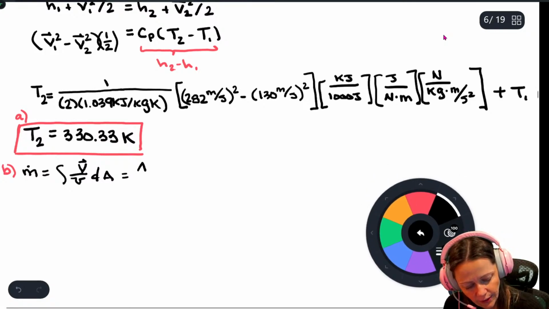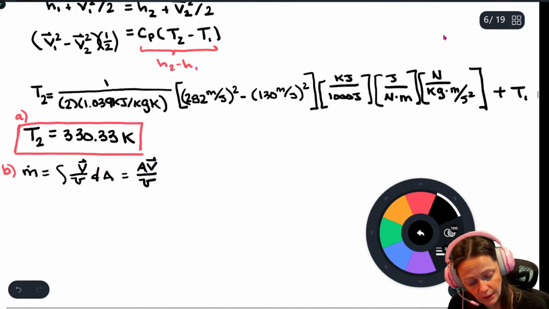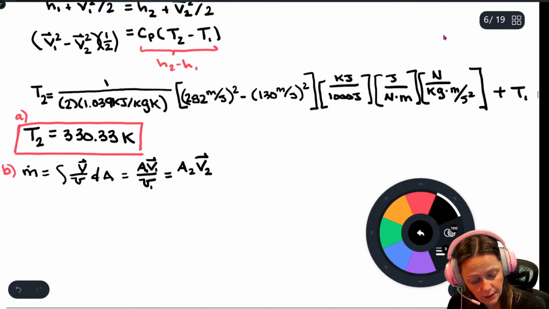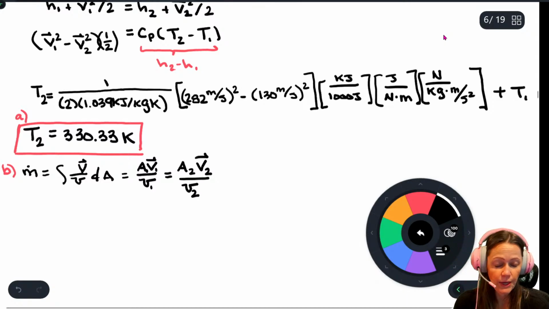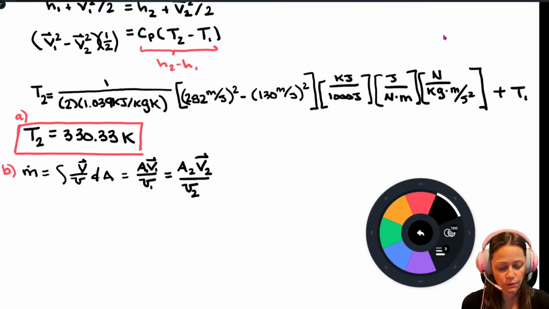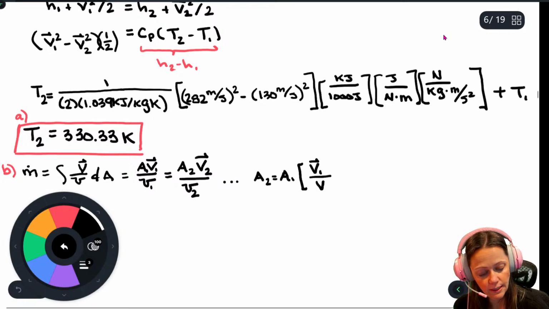So we've got area times velocity over the specific volume, and it's the same at state 1 as it is at state 2, because the mass flow rate is the same at state 1 as it is at state 2. Now we're getting somewhere, because I know the velocity at both states, and I'm looking for the area. So let's solve for area. It's A1 times the ratio of the velocities.